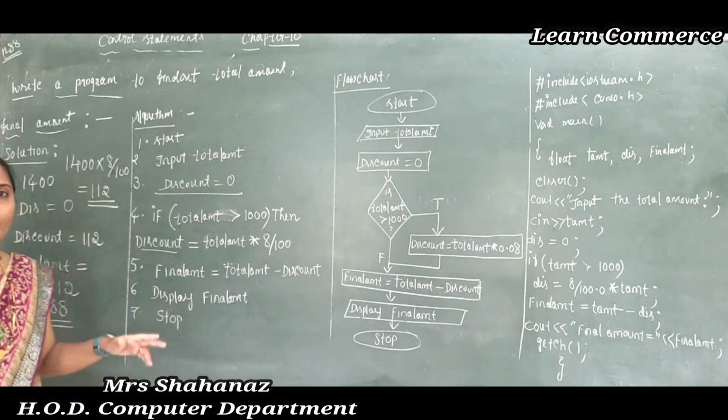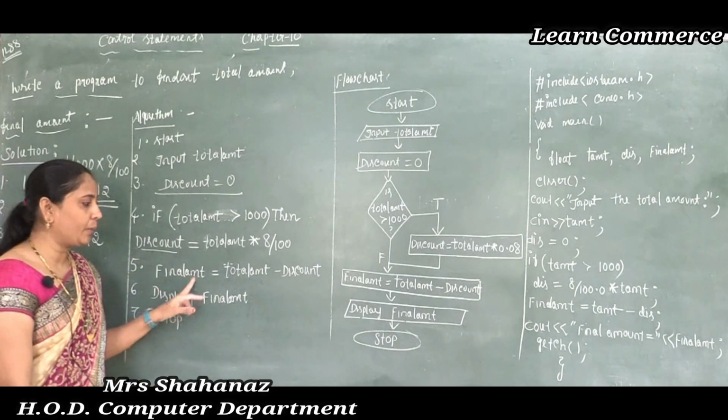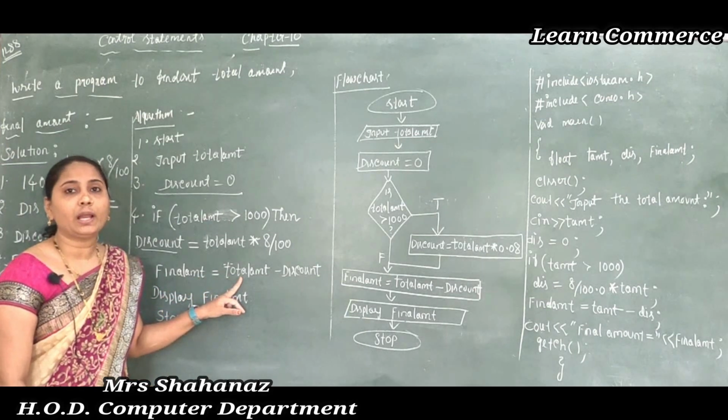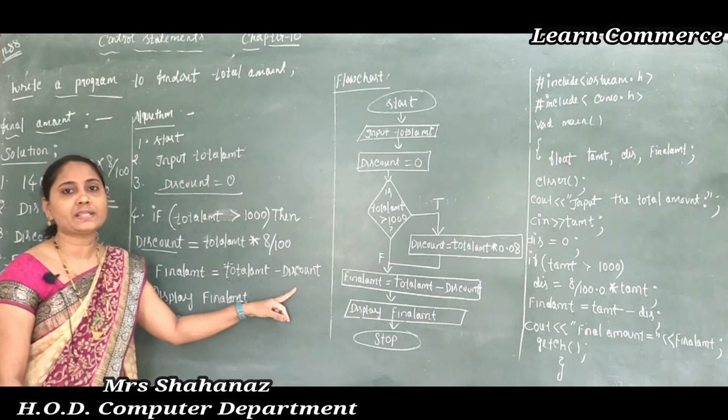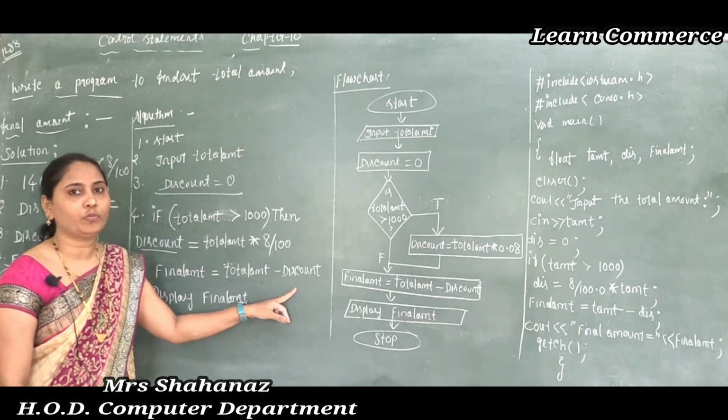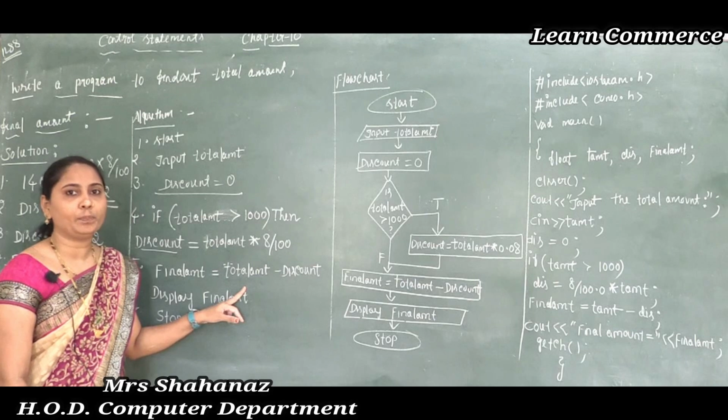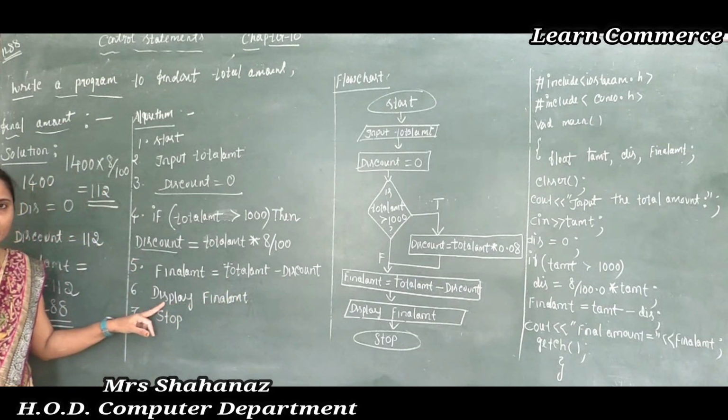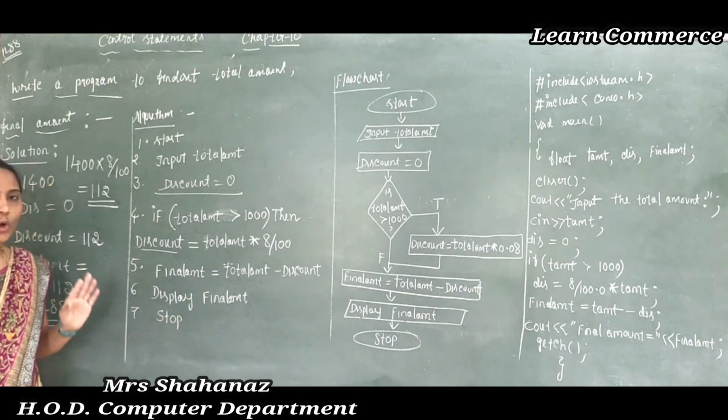Compute the final amount of the bill, okay? So how do we get the final amount? Total amount minus discount. That means subtracting the discount from the total amount of the bill, and finally it is going to display the final amount and stop the program.